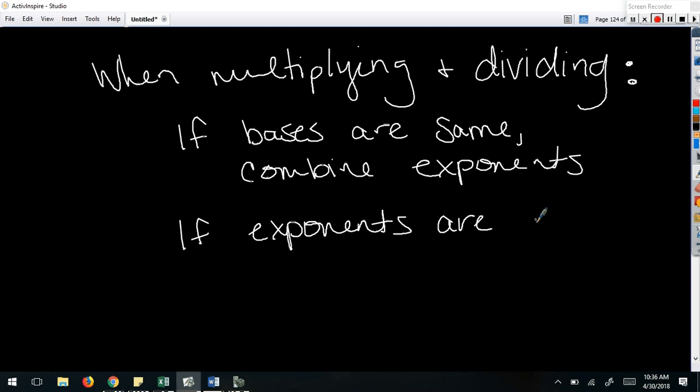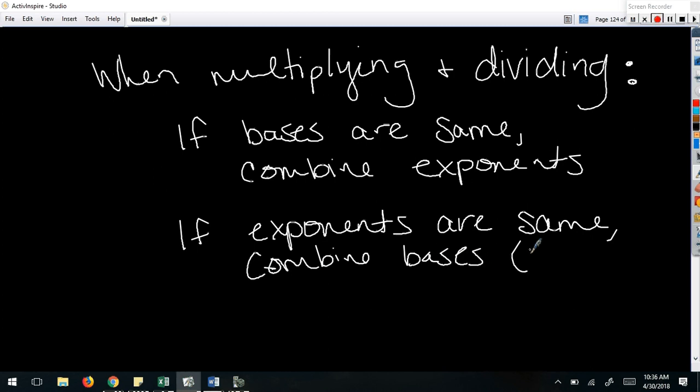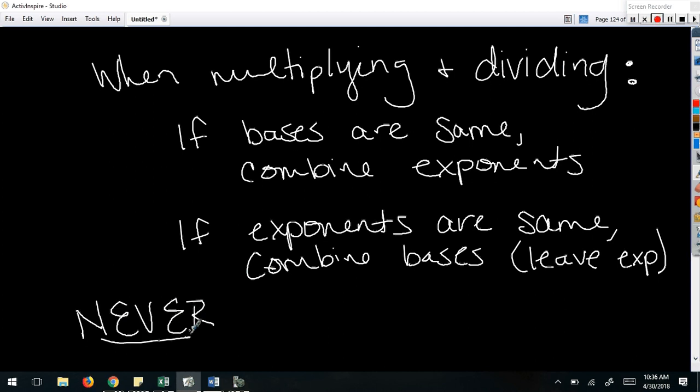you're going to ask me about this, Bryce, 100 times. If the exponents are the same, you combine the bases and leave, well, I want you to have this to remember, leave the exponent, okay? Do not ever combine both. Never. Yes, this needs to be real big in your notes. Never combine both.